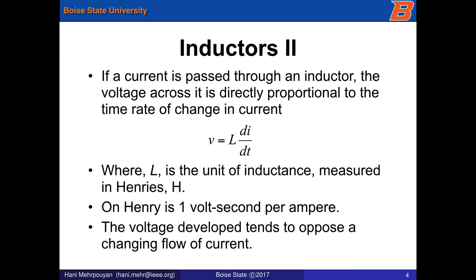What's important though is the mathematical expressions that relate the voltage and the current within an inductor. So the voltage in an inductor is given by L di/dt, L being the inductance of the inductor. It's measured in Henry, which is volt second per ampere in terms of unit. Generally speaking, the voltage that is developed in an inductor tries to oppose the changes in the current.